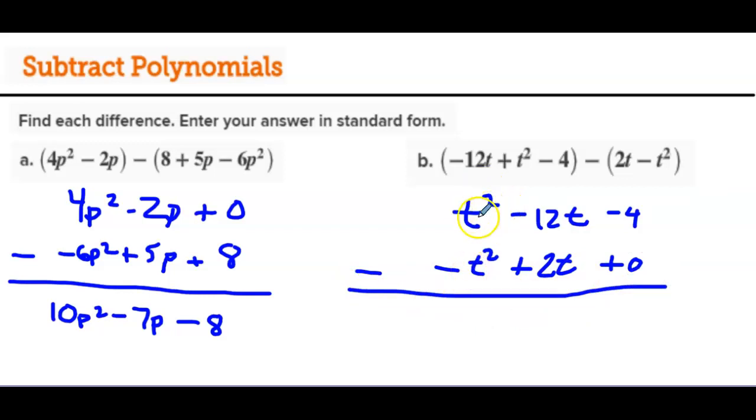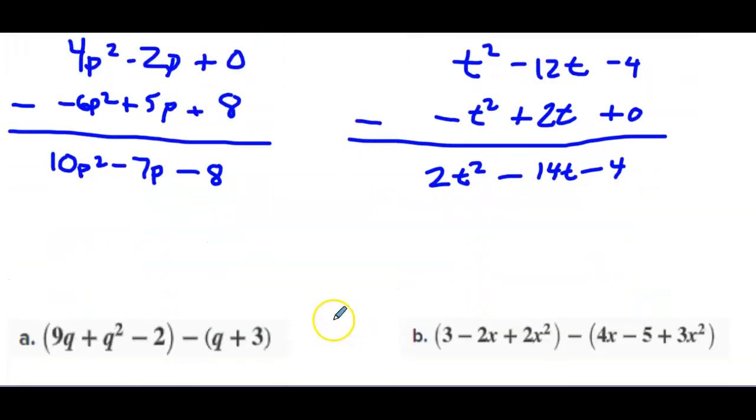So here we have t squared minus a negative t squared. That would give us a positive 2t squared. Remember, that's change. Then we have negative 12t minus 2t. That would give us a negative 14t. And then we have a negative 4, and we're subtracting nothing. So we just can rewrite the negative 4 down there. So our final answer would be simplified to 2t squared minus 14t minus 4.